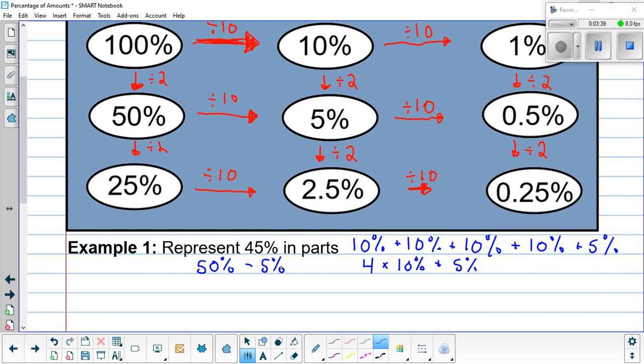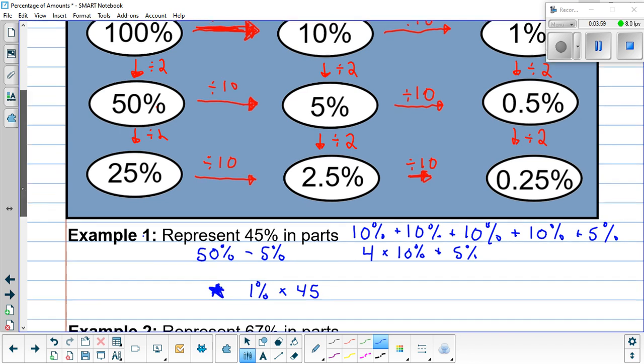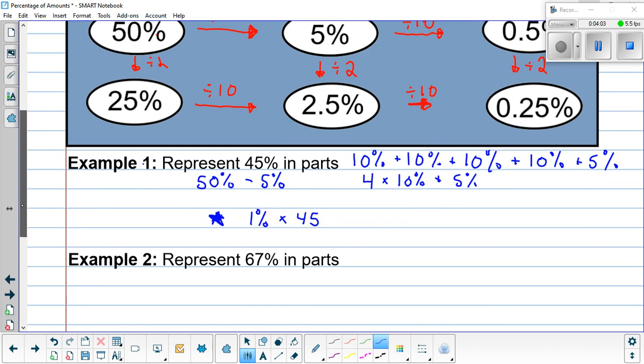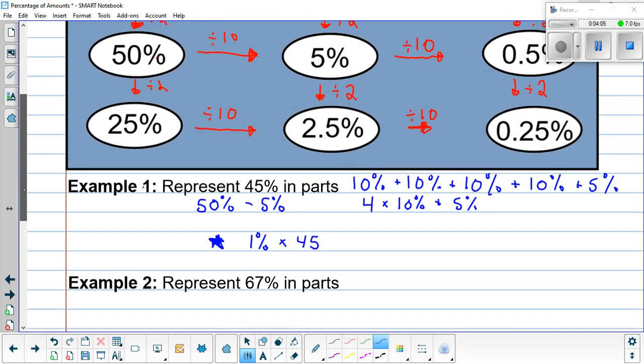So there's lots of different ways. You could get down to 1% and just times it by 45, just like if you're doing a ratio problem. Find it down to one part, and then times by however many parts you want. Some people actually prefer the 1% method. I won't say the 1% prefer it, but I think it's a funny joke. Anyways, 67% in parts. Lots of different ways.